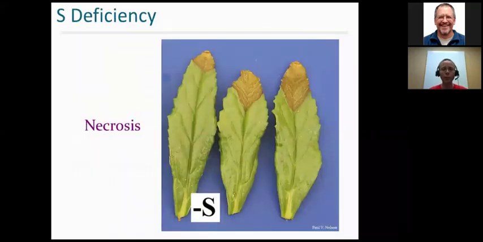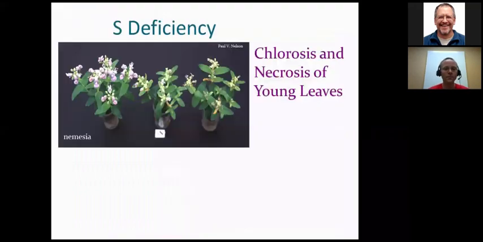This is a little bit more rare in very severe cases where we do get some necrosis of the tips moving its way down the plant, but this one is a symptom that you probably won't see quite as often.